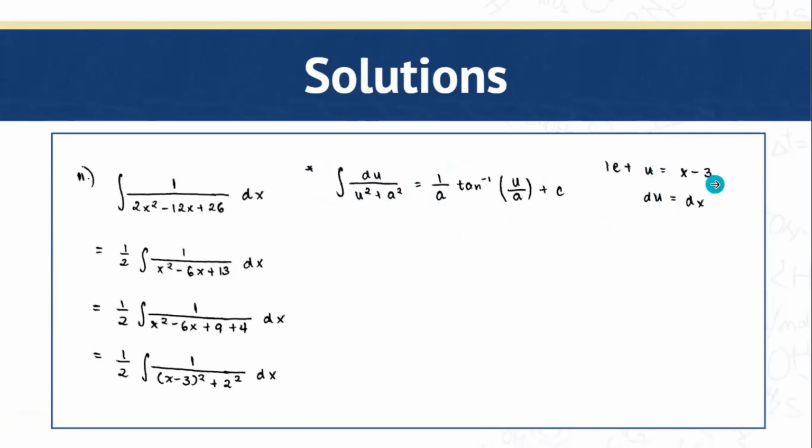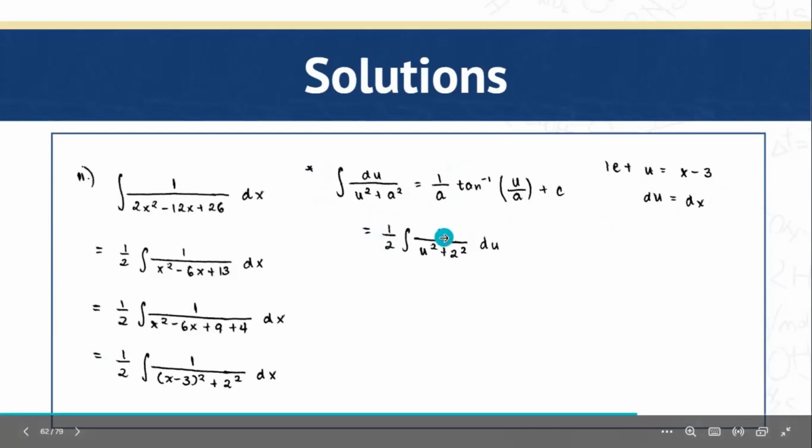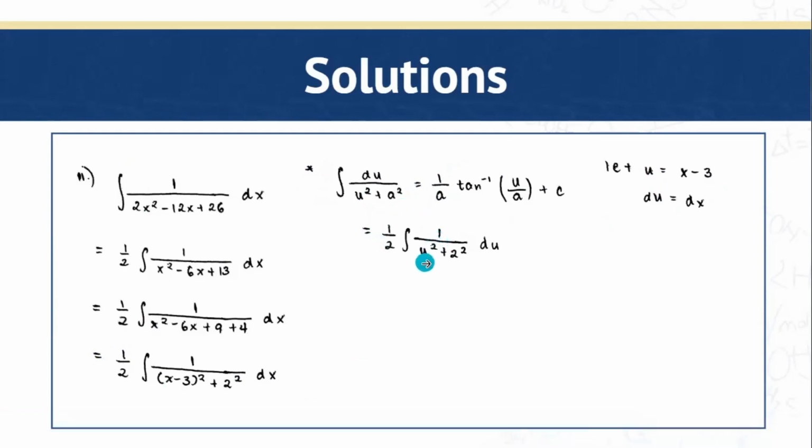So let's do just that. u is equal to x minus 3. du will then be equal to dx. And substituting u and du, we'll be getting this whole thing as 1/2 of the integral of 1 over u squared plus 2 squared du. And then taking the integral using the formula, the answer would be 1/2 of 1 over a, that's 1 over 2, times the arctangent of u over a, that's u over 2, plus c, of course, always plus c.